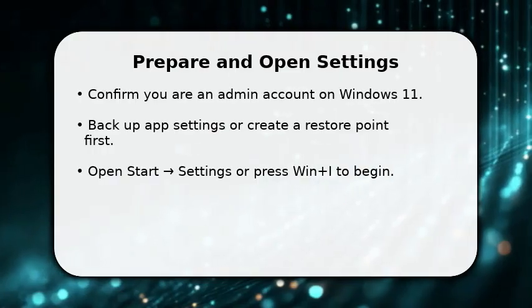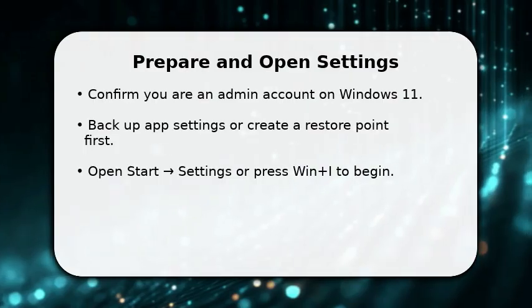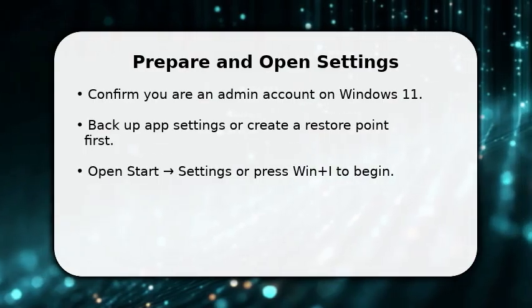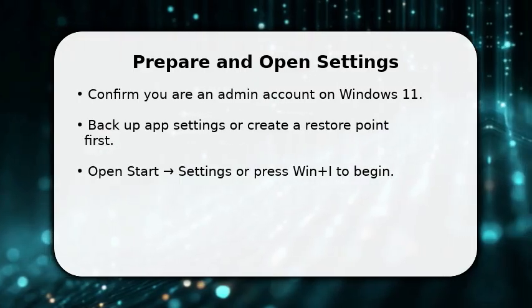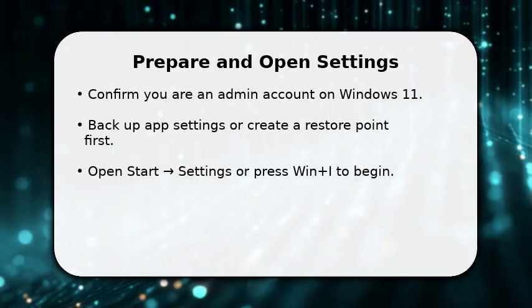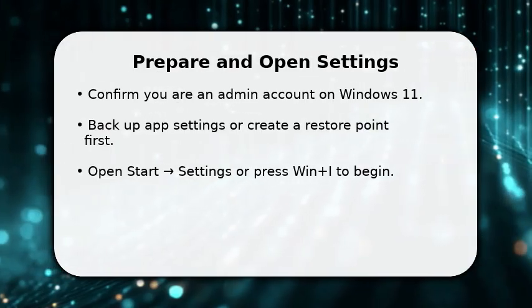You'll start by preparing the system and jumping straight into settings. Make sure you're using an administrator account. Once done, create a restore point so you can roll back if needed. Open Start and choose Settings or press Win+I to save time.